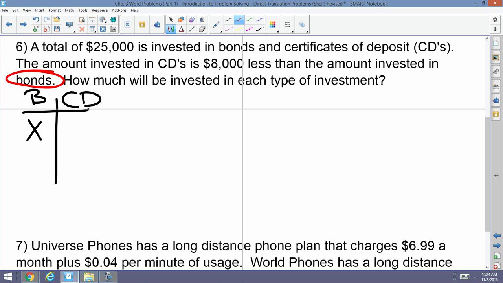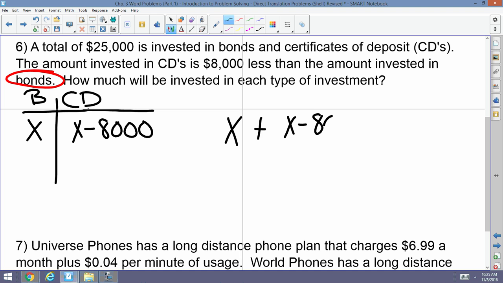But what do we know about CDs? They're $8,000 less than the amount invested in bonds. So how would I reflect that? It's 8,000 less than. So X minus 8,000. This is what I mean about not knowing your vocabulary. If you don't know your vocabulary, you're never going to get this. So how much should I invest in total between the bonds and the CDs? How would I represent this? X, which is the bonds, plus X minus 8,000, which is the CDs.